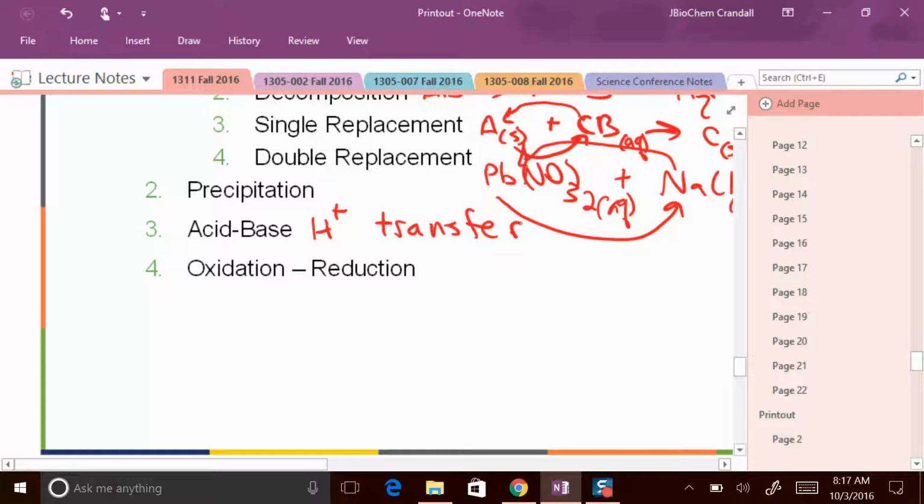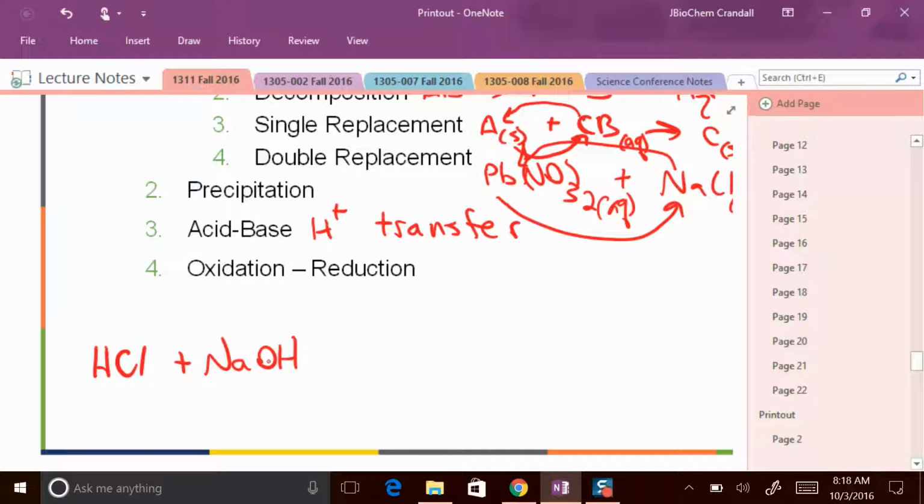Okay? The hydrogen is being transferred from one thing to another thing. So whenever you're working with an acid, it should always have a hydrogen on it that can be transferred. HCl, that's a strong acid. HCl has a hydrogen that can be transferred. Sodium hydroxide, this is a base. Sodium hydroxide is a base.